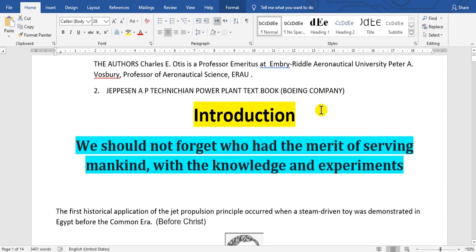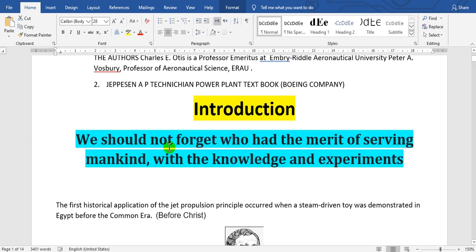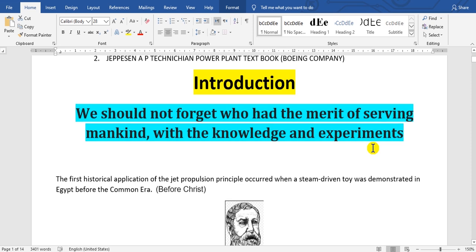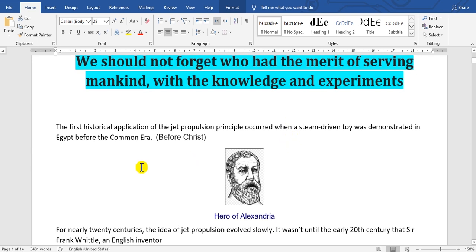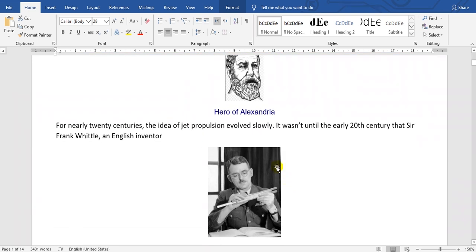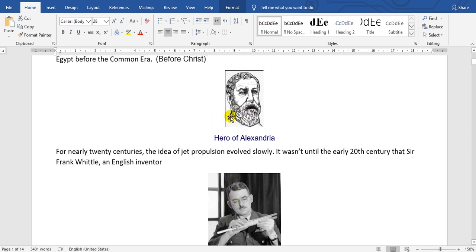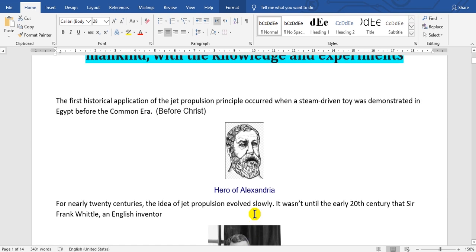In the introduction here, we should not forget who had the merit of serving mankind with knowledge and experiments. So in this field, we don't forget this man and this man. This is the beginning and this is the last here.